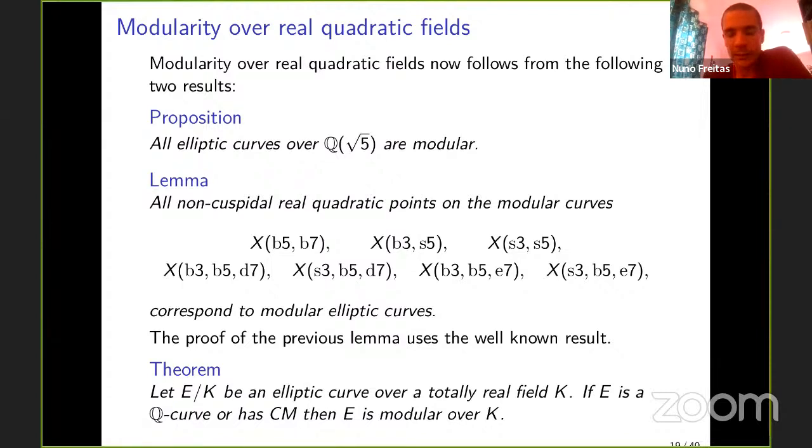Finally, just for completeness, the proof of this lemma relies on the following theorem that says that if we have an elliptic curve over a real quadratic field that is a Q curve or CM, then we know that it is modular.